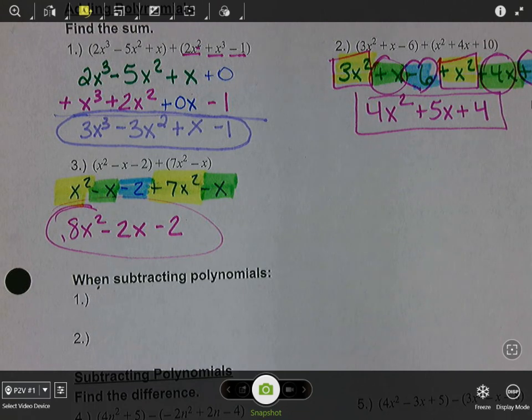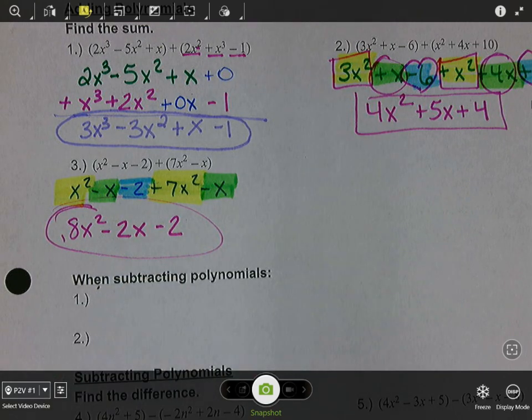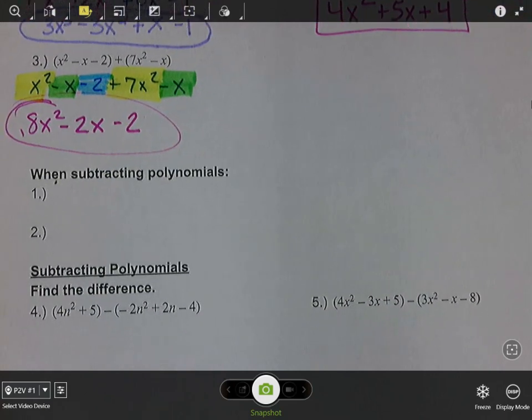Okay. All right, so that's adding polynomials. Now let's look at subtracting polynomials.